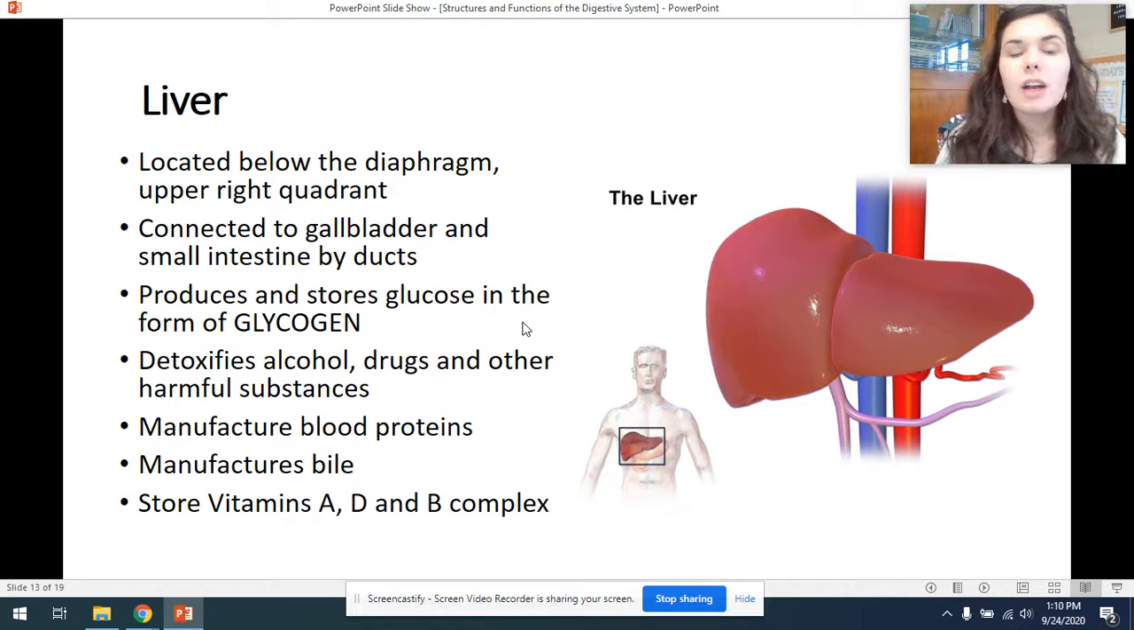Connected to the gallbladder and the small intestine by its ducts, the liver helps to produce and store glucose in the form of something called glycogen. This helps detoxify alcohol, drugs, and other harmful substances and get them out of our blood system. It also manufactures blood proteins, manufactures something called bile, and helps to store our vitamin A, D, and B complexes.